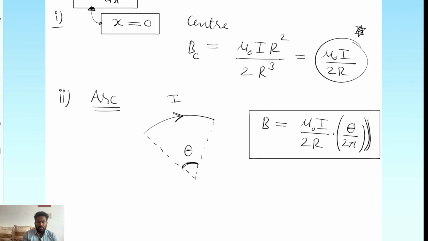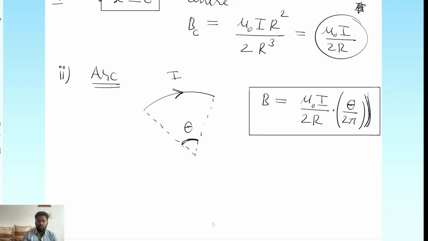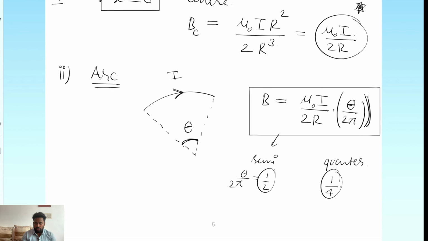If it is a half circle, then mu naught I by 2R into 1 by 2. If it is a quarter of a circle, then mu naught I by 2R into 1 by 4. So for a semicircle, theta by 2 pi means what fraction will be there? It will be half. For a quarter circle, what part will it be? It will be 1 by 4. So you have to multiply with 1 by 4 for a quarter and 1 by 2 for a semicircle with the circle formula, and the circle formula is mu naught I by 2R. Okay.